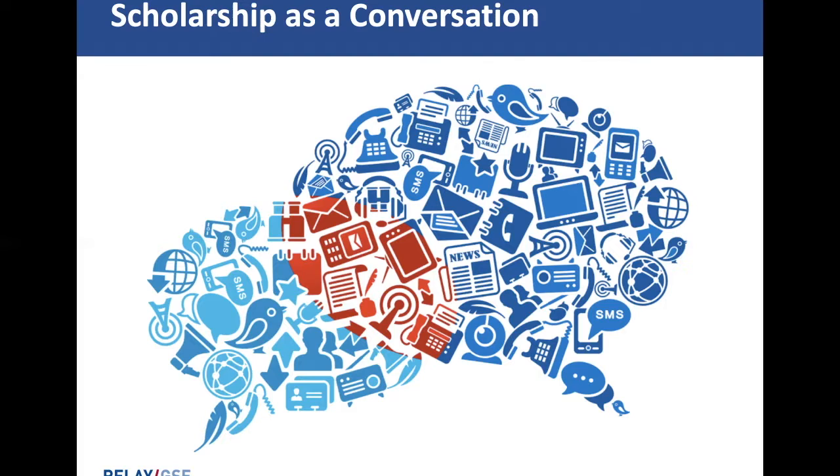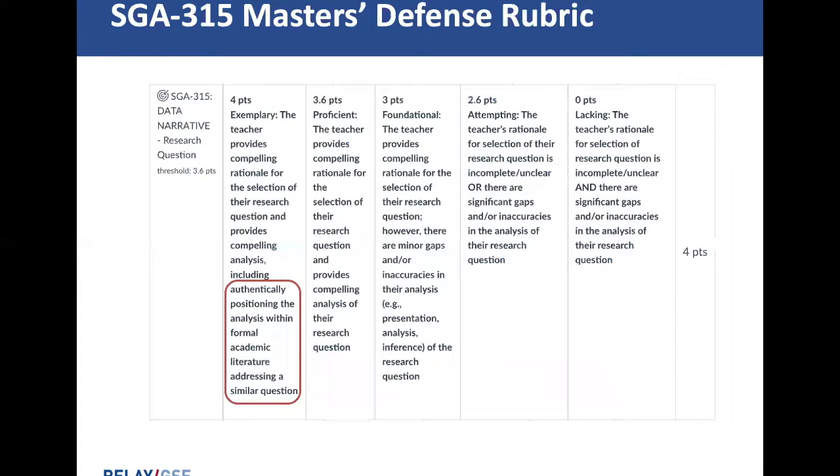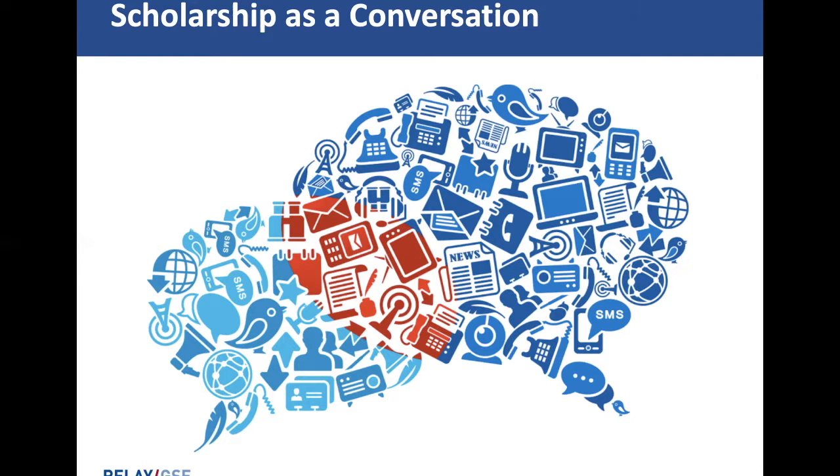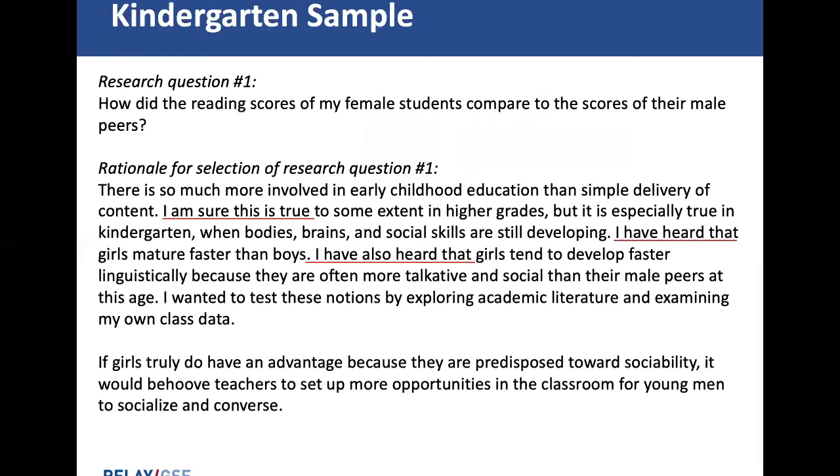So when you, as the rubric says, authentically position your response within the formal academic literature on a subject, you're participating in that conversation. You're listening to what other people have said in the subject before, and then you add in your own voice. In the example before, by using phrases like, "I've heard that," without providing any sources to back their statements up, the student didn't show evidence that they were listening and responding to the larger conversation. They just gave their own findings without any context.